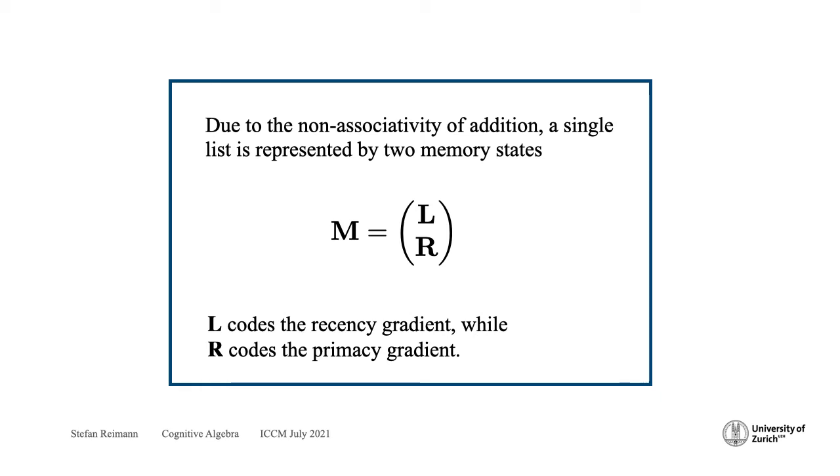This is the same as in the example of mating outlined above. In a single population, mating creates two different offspring, L and R, which coexist in the population. It will turn out later that the left state L codes for the recency gradient, while the right state R codes for the primacy gradient. Details will be explained in the following.